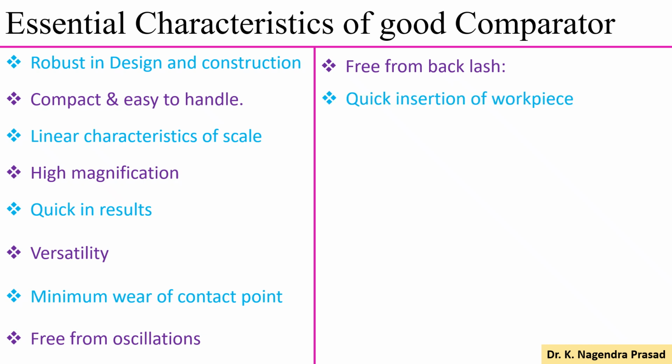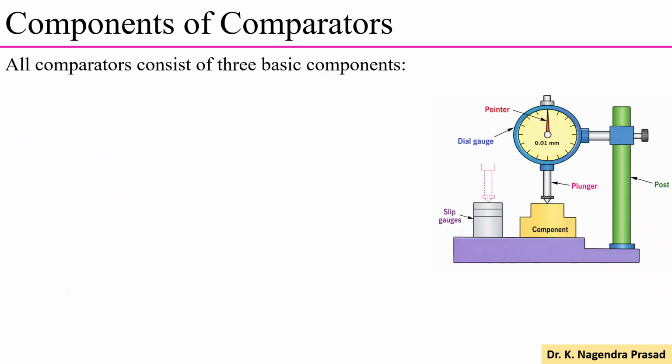And next one is quick inspection of the workpiece, which means provision should be made for lifting the plunger for quick inspection of the work. And next one is compensation for temperature effect. The indicator should be provided with maximum compensation for temperature effects.